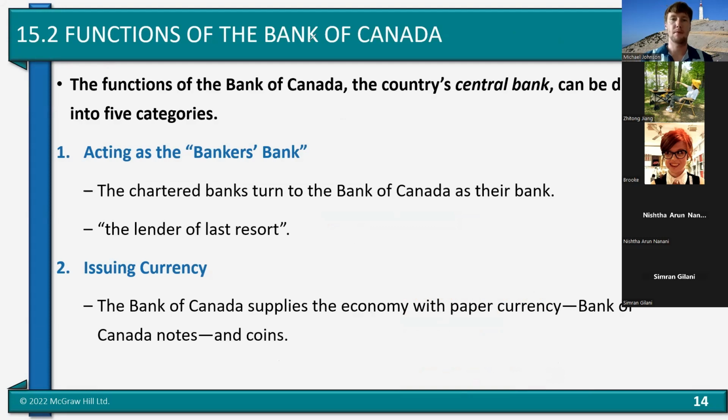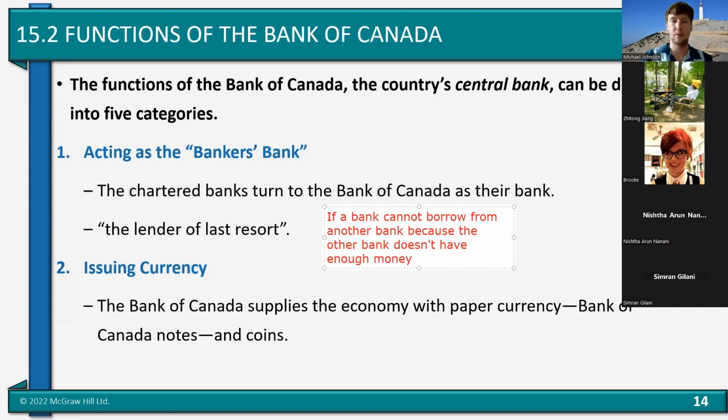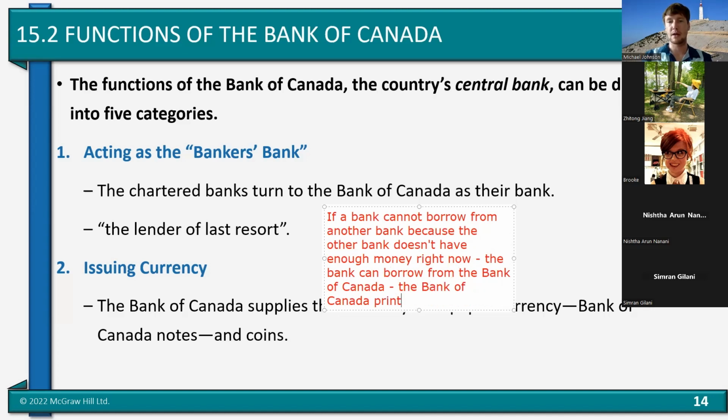So if a bank cannot borrow from another bank because the other bank doesn't have enough money right now, the bank can borrow from the Bank of Canada. So the Bank of Canada prints money so other banks can borrow from them. So that's what happens here.